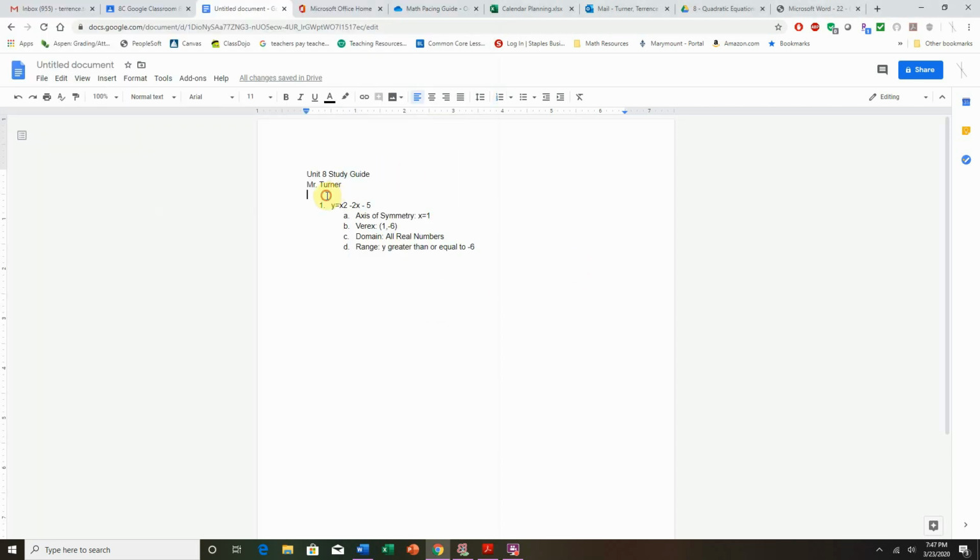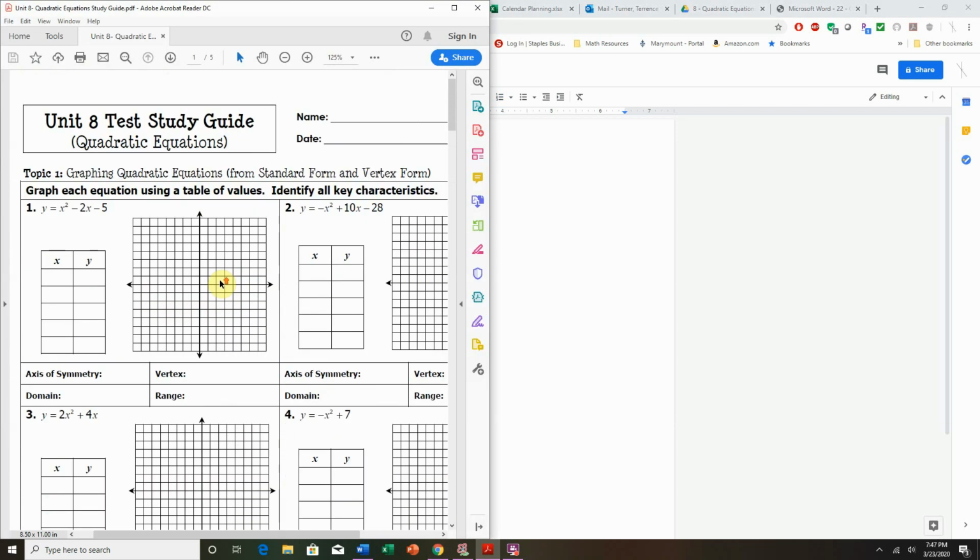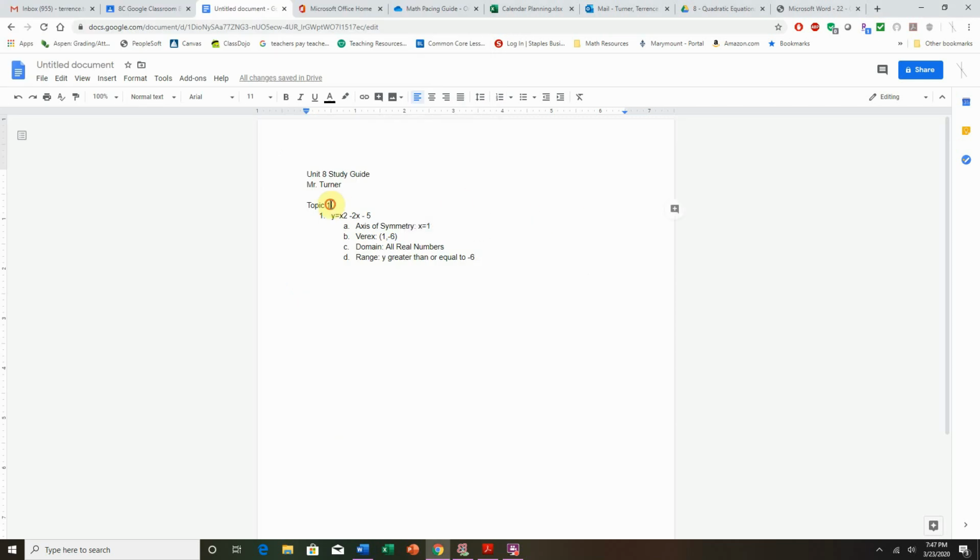Okay, so topic 1 was, I think it was just listed there. Topic 1 was graphing quadratic equations. So let me go ahead and list that. Okay, so topic 2, so I just gave you an example of topic 1, so you can review that. If you have any questions on any of those problems, remember, you can always reach out to me. I will be setting up a Skype and a Zoom for you guys as well.